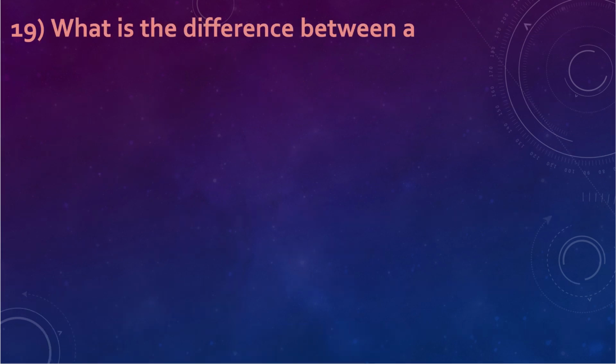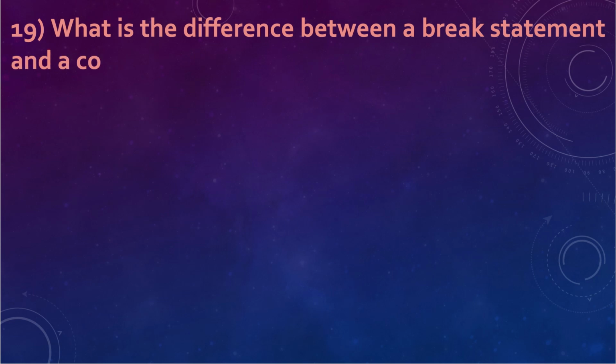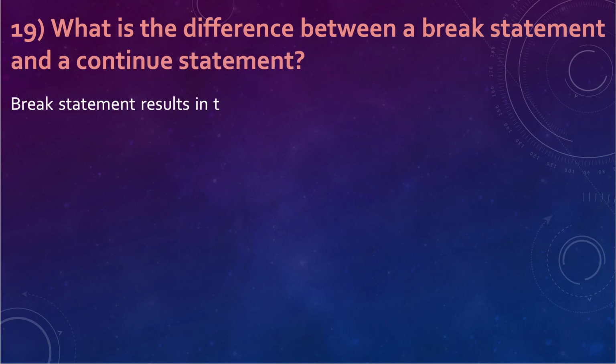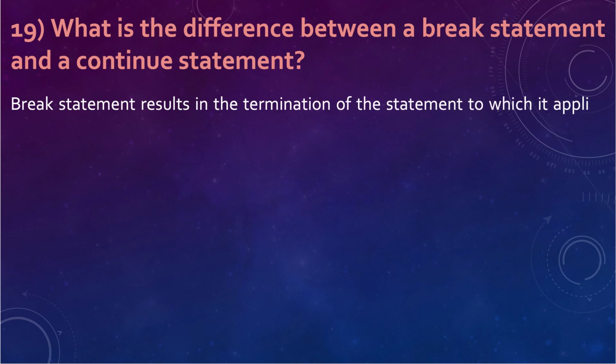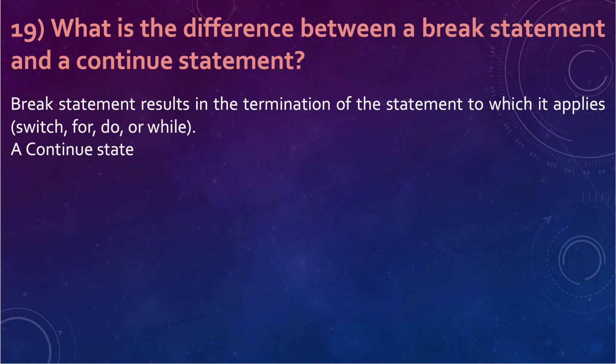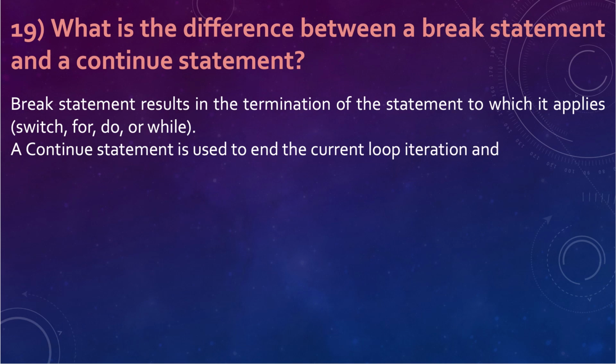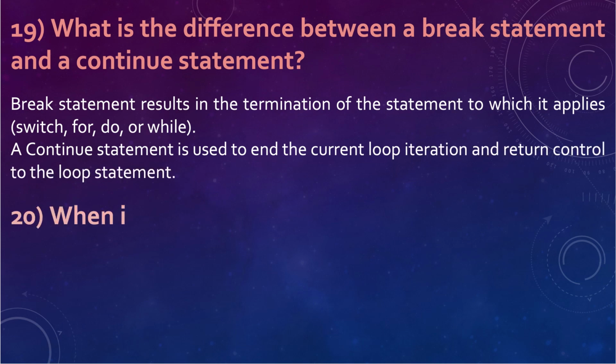What is the difference between a break statement and a continue statement? A break statement results in the termination of the statement to which it applies: switch, for, do or while. A continue statement is used to end the current loop iteration and return control to the loop statement.